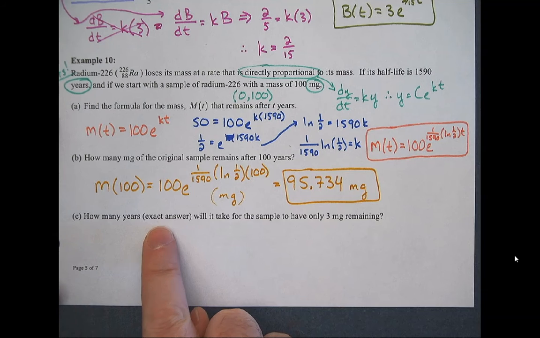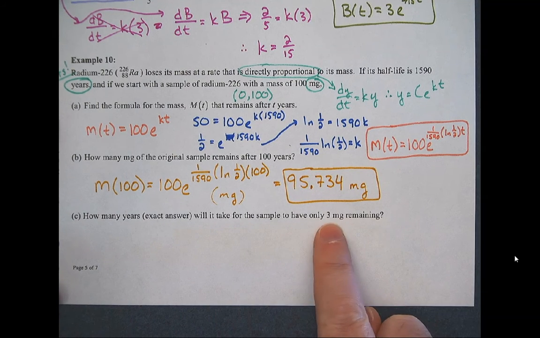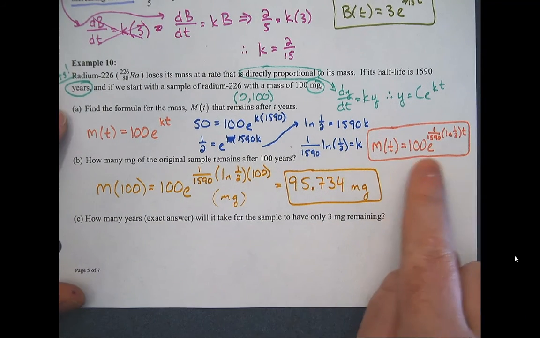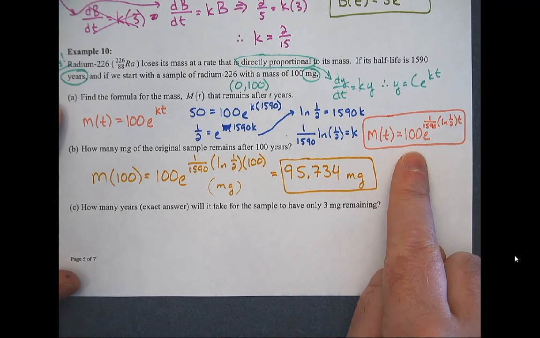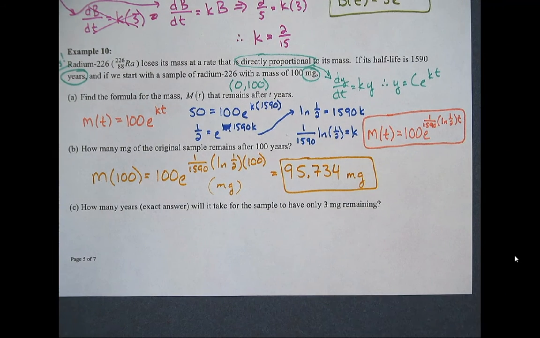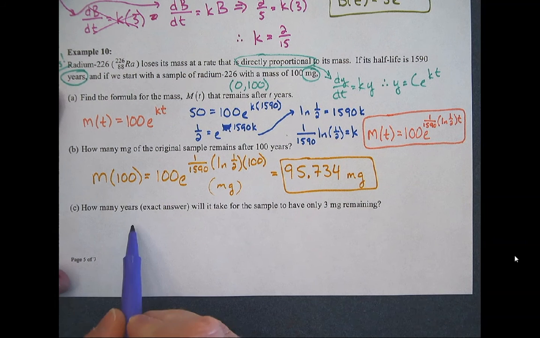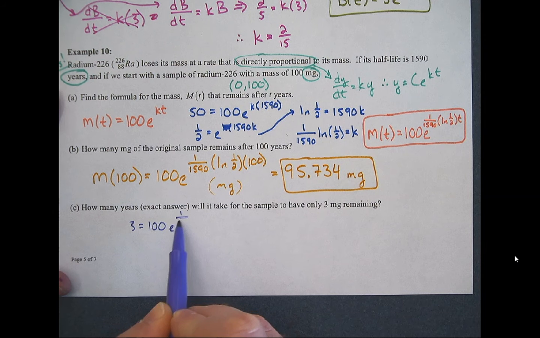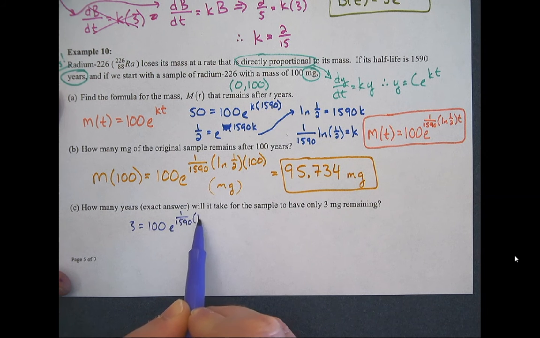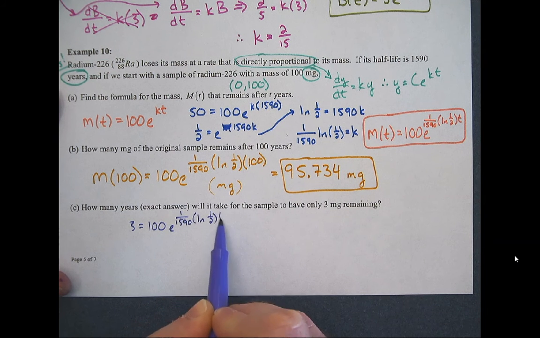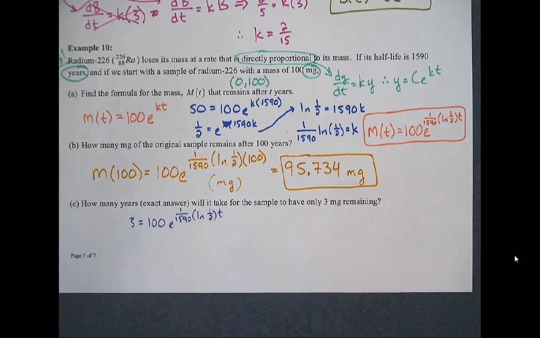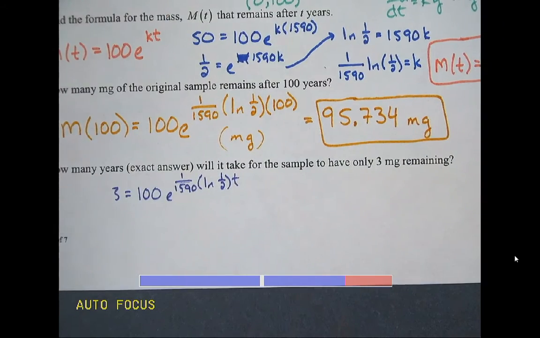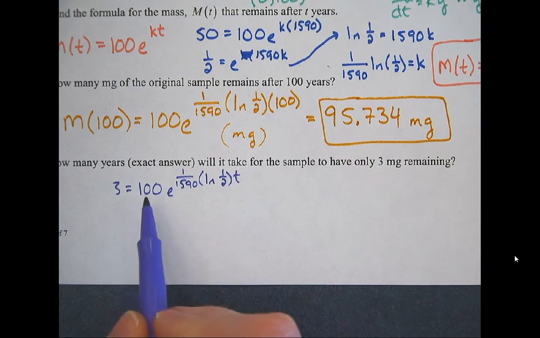How many years, the exact answer, will it take for the sample to only have 3 milligrams remaining? So if this is my function that measures how much the mass of our radium-226 is, I need to figure out when that mass is equal to 3. So let's plug and chug. 3 equals 100 e to the 1 over 1590 times the natural log of 1/2 times t. This one's all about your algebra and how well you know how to clean stuff up, because this would not be a free response, I don't think. I think this would be a multiple choice.